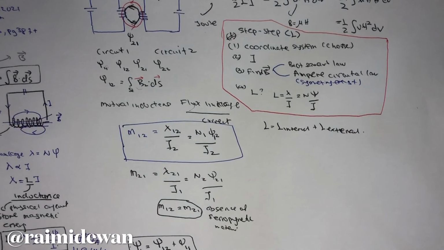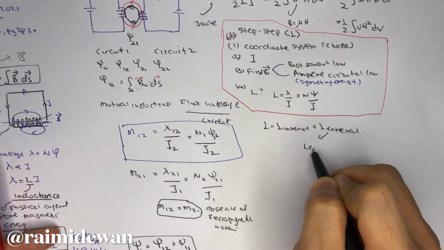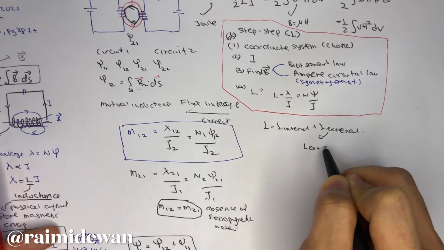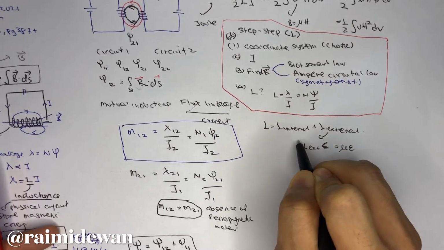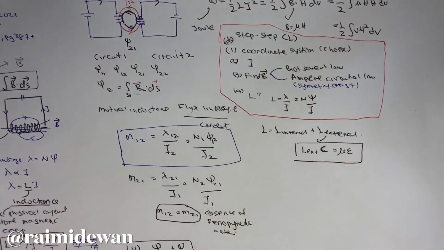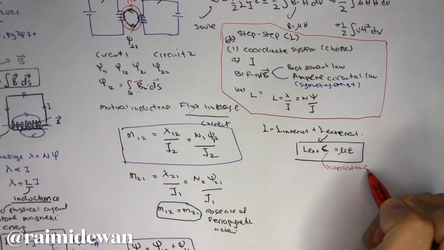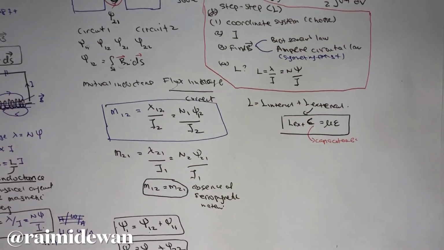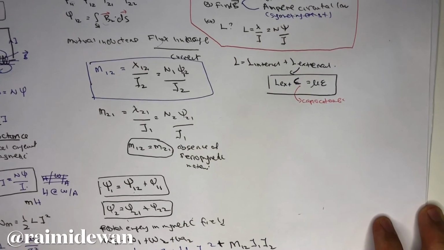So this L external, you can find it from C over mu epsilon, okay? What is C? C is your capacitance, okay? So next, we go for the other parts that are supposed to be covered in this week's lecture.